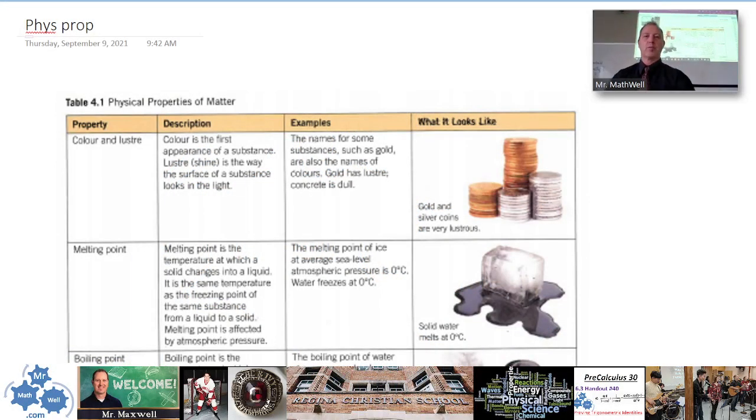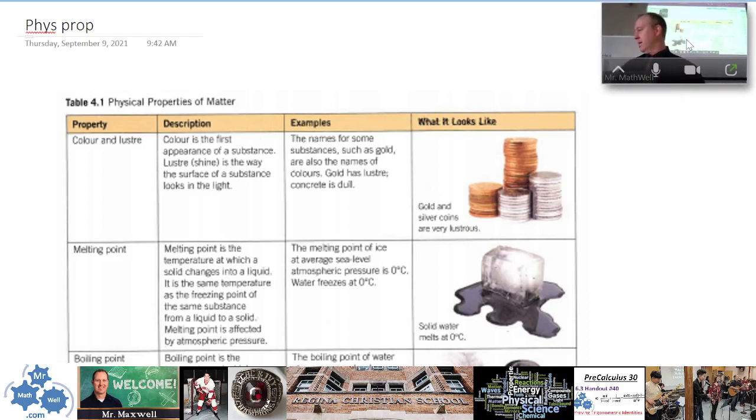All right, so we're talking about physical properties here. It's Science 9, and I did copy this chart from your textbook. It's on page 134, 135 in your Pearson Saskatchewan Science 9 textbook we're using here. Let's talk a little bit about color and luster. Sorry, this is kind of fuzzy. It's a snapshot that I've zoomed in, so it's a bit fuzzy. I'll read some of this.